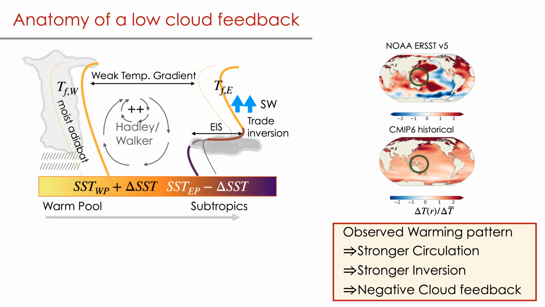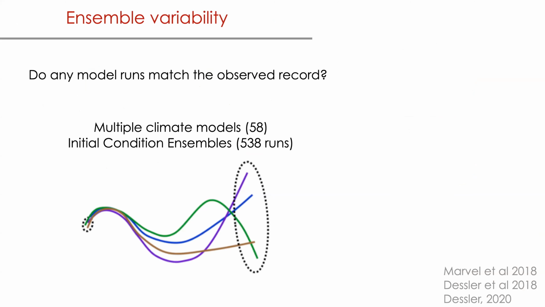Now, one critique of this is we're comparing a single realization of historical climate with the model ensemble, and instead we should consider ensemble variability. So we should ask the question, do any model runs match the observational record? So we did that. We looked at 58 CMIP6 climate models, a total of 538 initial condition simulations. And let's see what we find across the whole ensemble.